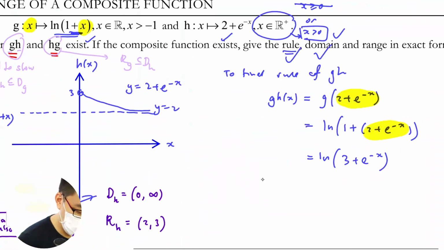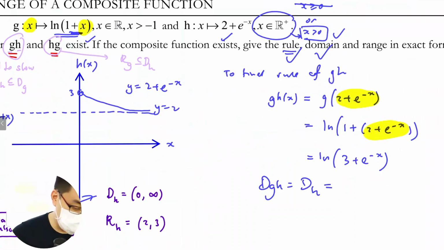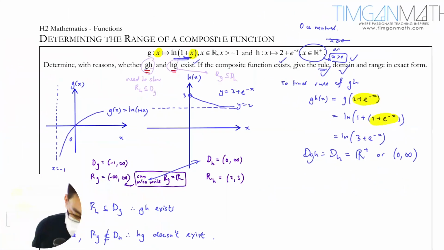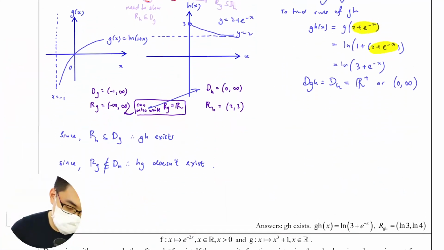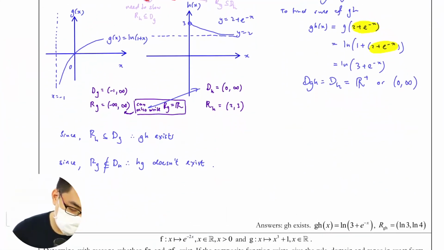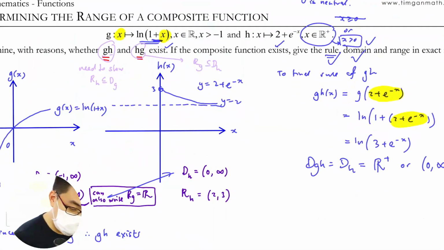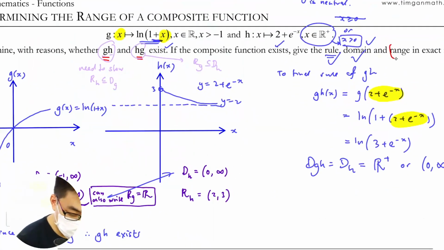Domain is also okay. Domain of GH is just the domain of the first guy. First guy decides what gets into the system. So that will be, or you can write it as 0 to infinity. Also can. Okay, never mind. Next the range. This one I may need a bit of attention. This one is important.